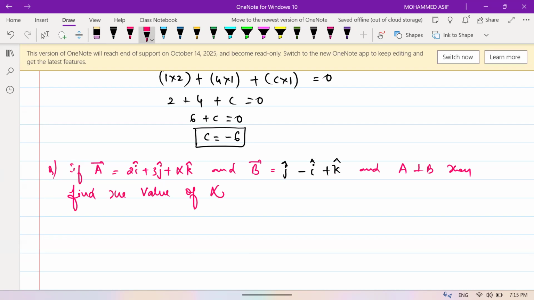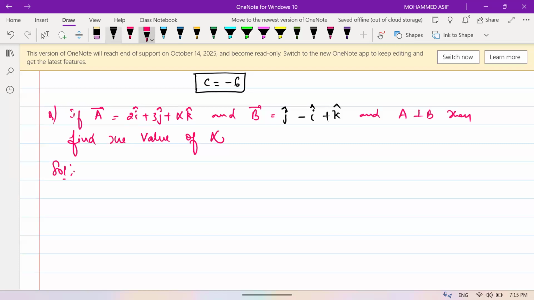Sir, minus 1. Value of alpha, plus 1. Got it? Everyone is getting minus 1.